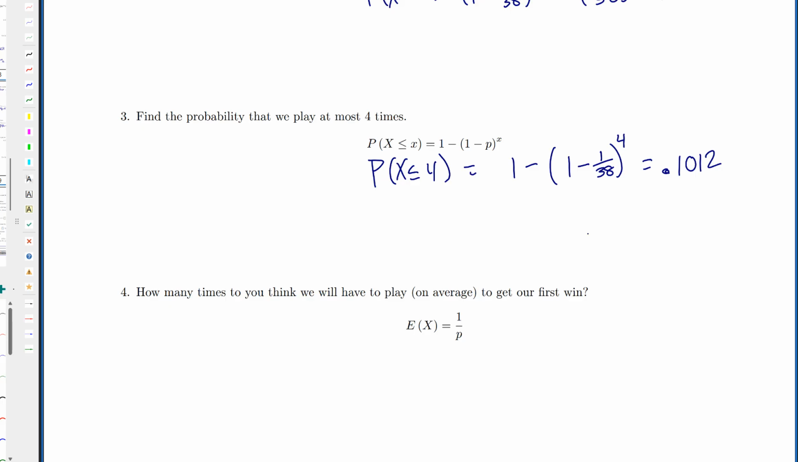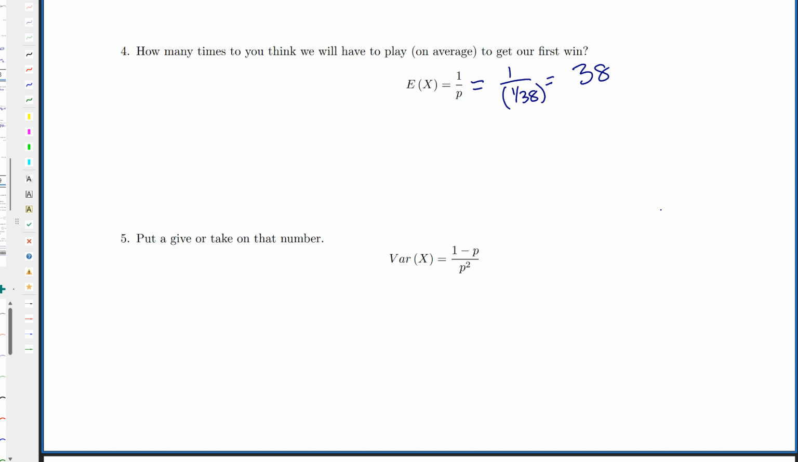Now, how many times do you think you're going to have to play on average to get our first win? So we want the expected value, which is just 1 over p. So it's just 1 over 1/38, which gives me 38. So on average, it's going to take about 38 plays to hit our number once.